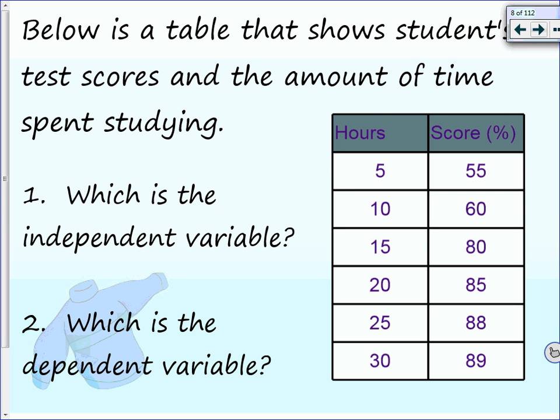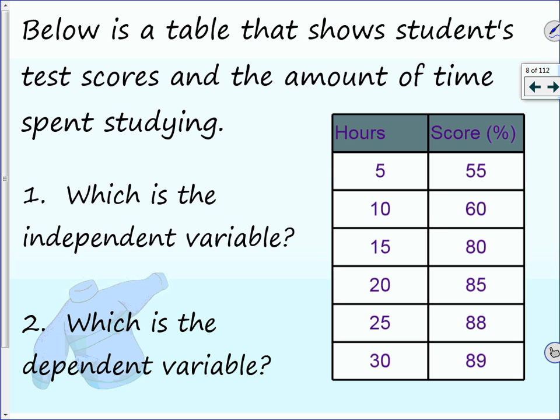Below is a table that shows a student's test scores and amount of time spent studying. So we have hours spent studying and the score on the test. This could be for the SAT. It doesn't have to be for a math quiz.